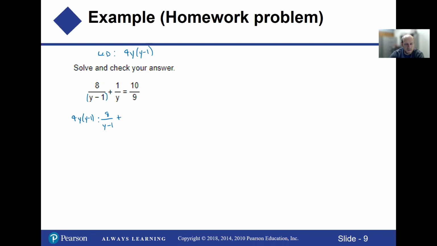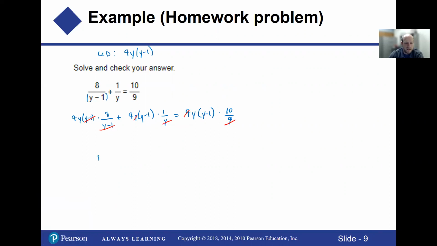Okay. So I multiply it by 8 over y minus 1. I multiply that by 1 over y. And then I multiply it again by 10 over 9. The whole point of that is to make the denominators cancel. So the y minus 1s are going to cancel here, the y's cancel here, and the 9s cancel here. So what do I have left over?